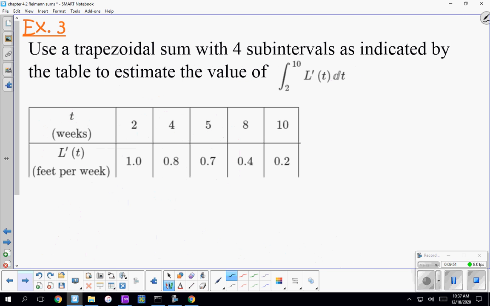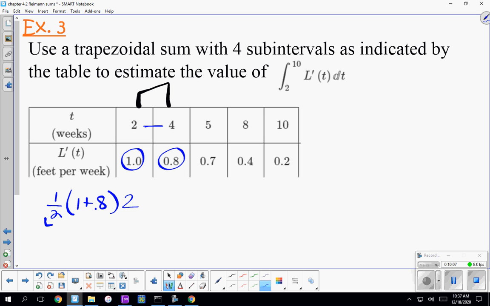Okay. The last one we're going to do is a trapezoidal sum. Again, we're calculating the area of this trapezoid. So I need to average the heights together. So I have two heights. I need to average them together. And then I need to multiply by the width. So this is kind of like length times width.